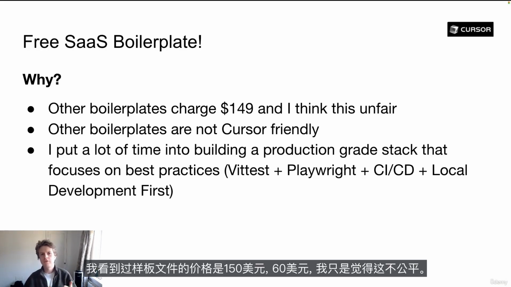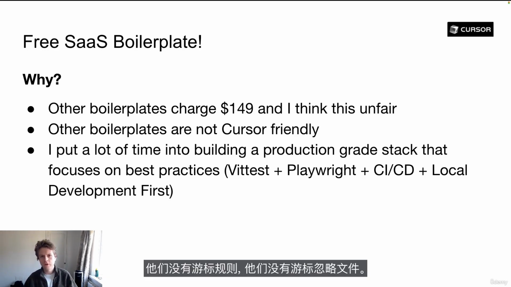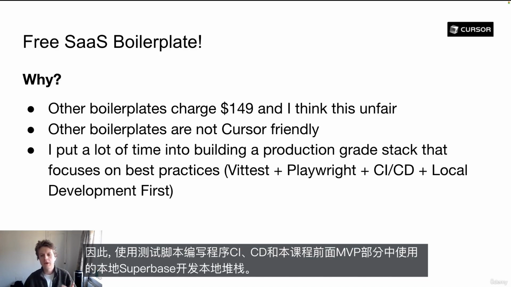I've seen boilerplates going for like $150, $60, and I just think it's unfair. Other boilerplates also aren't Cursor friendly. They don't have Cursor rules. They don't have Cursor ignore files. And I've put a lot of time, about the last 2 to 3 months, into building a production grade stack that focuses on best practices. So using Vitest, Playwright, CI/CD, and the local Supabase development local stack that we used earlier in the MCP section of this course.